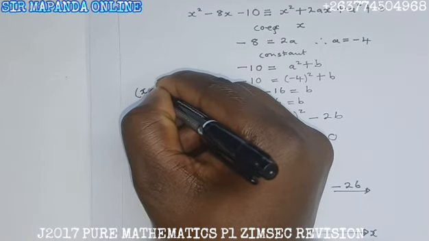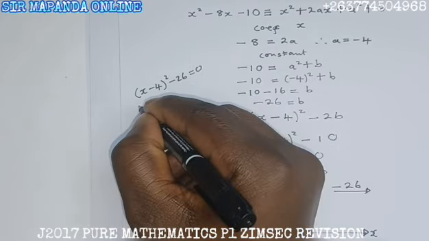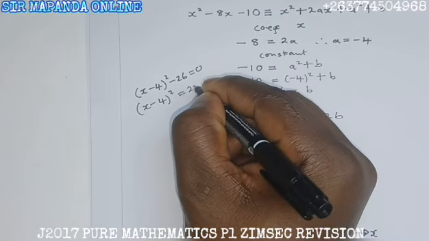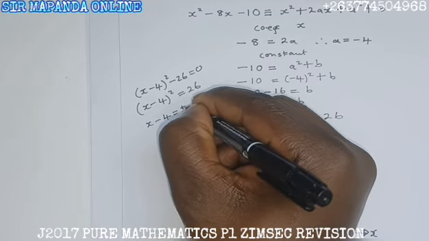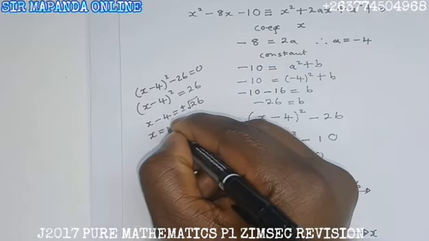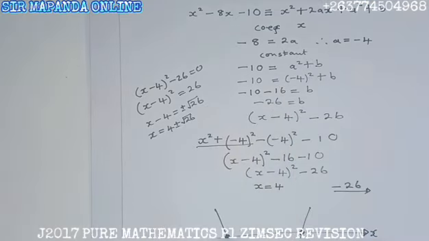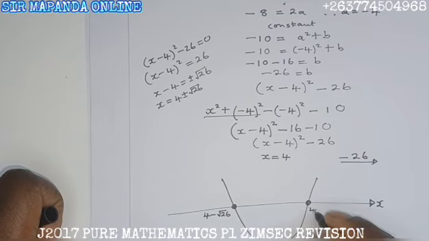You are saying (x minus 4) squared minus 26 is equal to 0. You get (x minus 4) squared is equal to 26. You get x minus 4 is equal to plus or minus square root of 26. You get x is equal to 4 plus or minus square root of 26. Meaning to say that on the left side, we have 4 minus root 26. And on the right side, we have 4 plus root 26.